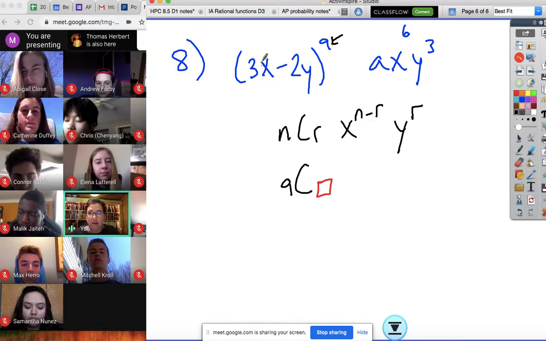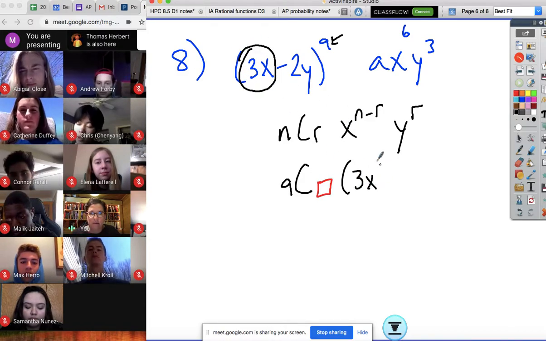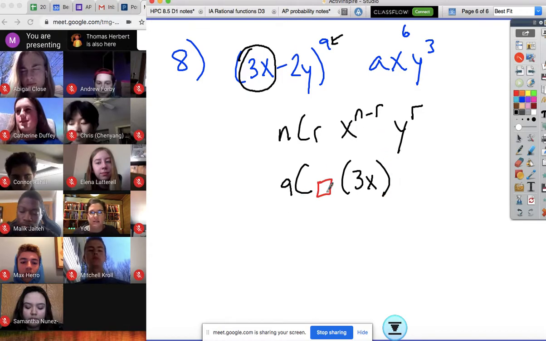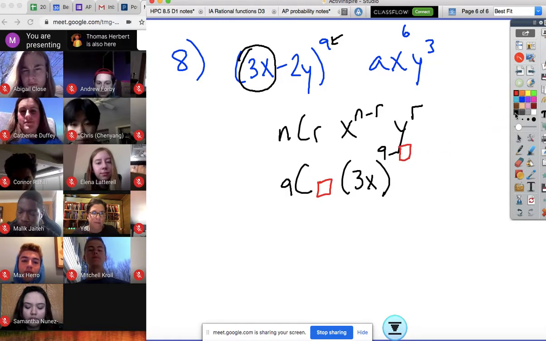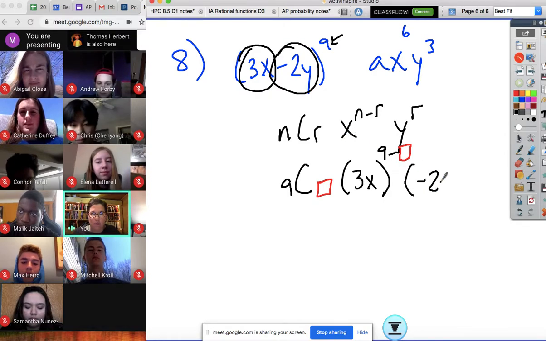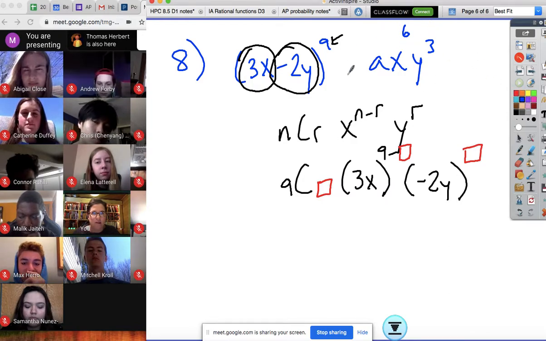X in the formula is the first thing listed, which is a 3x. And that's going to get raised to the n minus r, so 9 minus something. Y in the formula is whatever the second thing listed is, which is a negative 2y. And that's going to get raised to the r power, which we haven't figured out yet. But here's our clue up here.